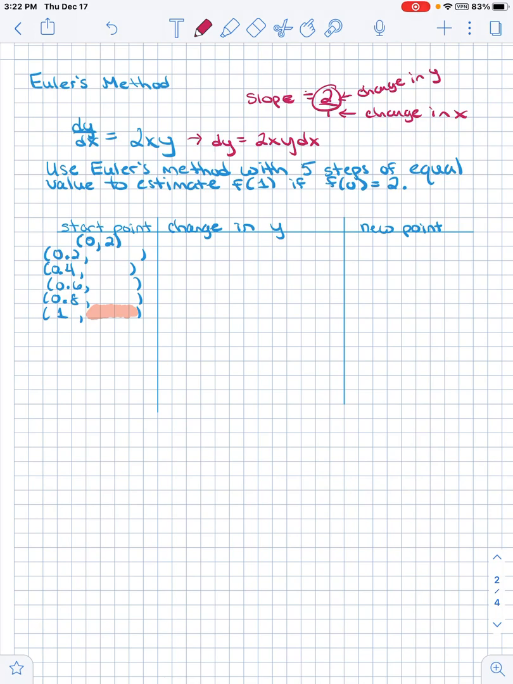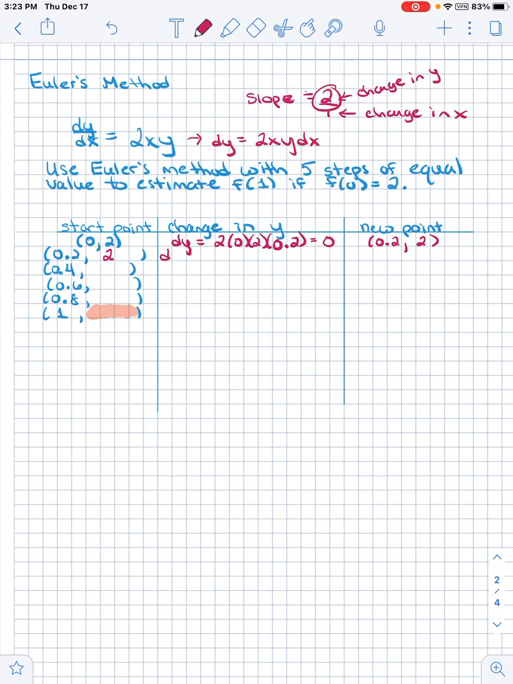So let's start calculating. Let's find the first change in y. At (0, 2), what is the slope at that point? Or in other words, how is y changing? So I can say that dy is equal to 2 times the x value times the y value times the change in x. If I multiply 2 times 0 times 2 times 0.2, I know that at this moment y is not changing at all, because it's 0 times all of that. There was no change in y at that first point. So my new point is: the x value increases by 0.2 because that's the change in x. The y value is not increasing at all, so it stays at 2. So that's the new point I'm going to start with: (0.2, 2).